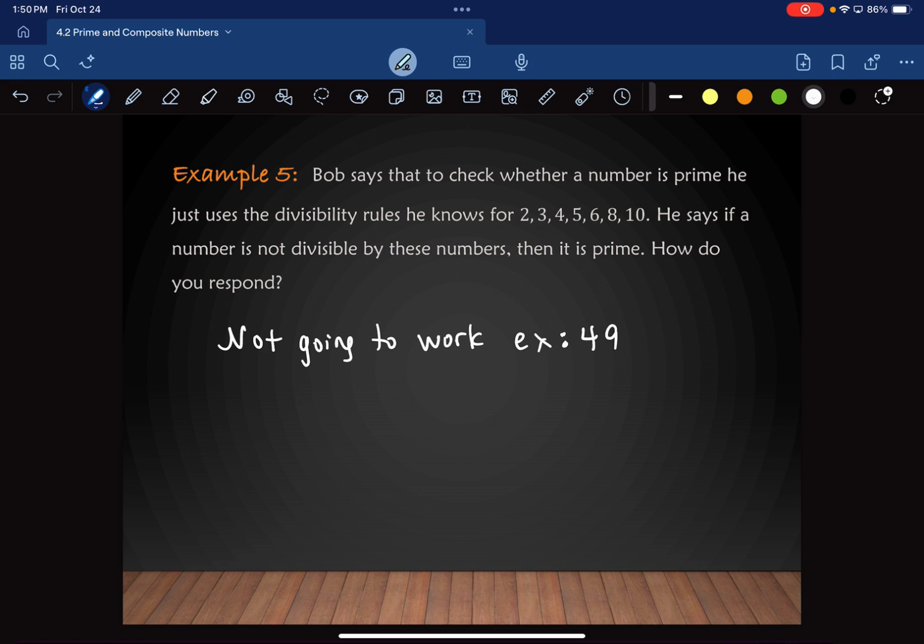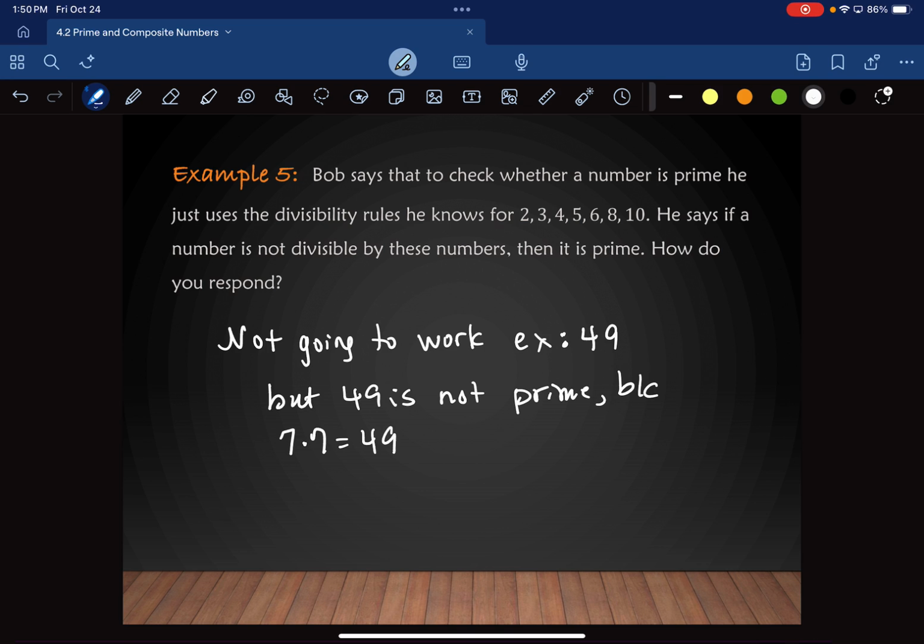49. Does 49 divide by any of the numbers that Bob's going to test? No, it does not divide by any of those numbers, true? So he would tell you by his rule then that 49 is prime. Is 49 prime? No, 49 is not prime. Because 7 times 7 is 49.